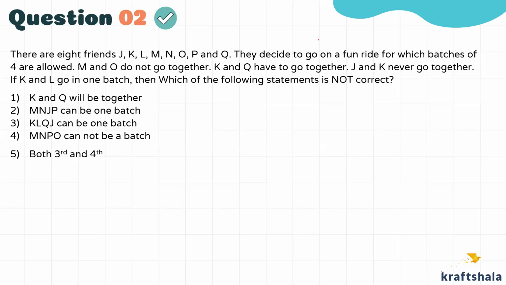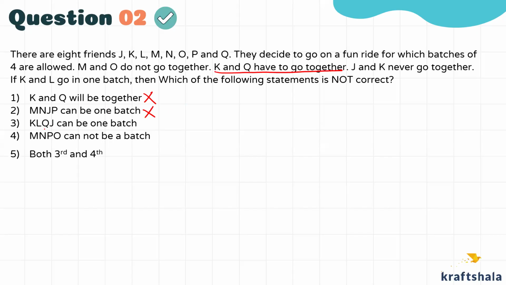Definitely false, right? Now, first is K and Q will be together. So this is just a replica of this statement. So this is true, means this cannot be the answer. M and J, P can be one batch, right? It is talking about the possibility. So let's see whether they are satisfying all the clauses or not. So J and K never go together, so J and K are not together. M and O do not go together, M and O are also not together. K and L go in. So they are not creating any issue. So they can definitely be one batch. So this is also not false.